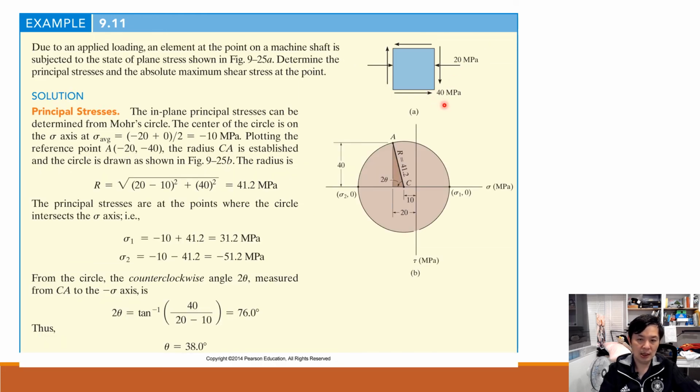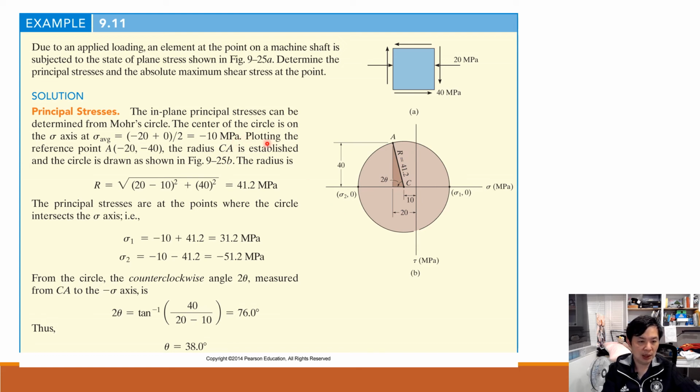Here's another case. In this case, we have a little bit more complex condition. We have compressive normal stress of 20 megapascal in the x direction, and the shear stress would be 40, positive. Once we have this condition, we will have a chance to find the principal stresses and absolute maximum shear stress. First of all, we need to find the center. The center would be negative 20 together with 0. 0 is in the y direction, so the average would be minus 10. This point C would be at minus 10, 0.